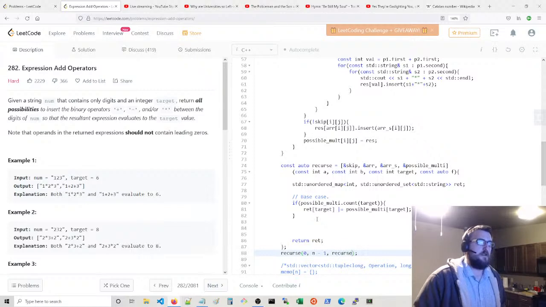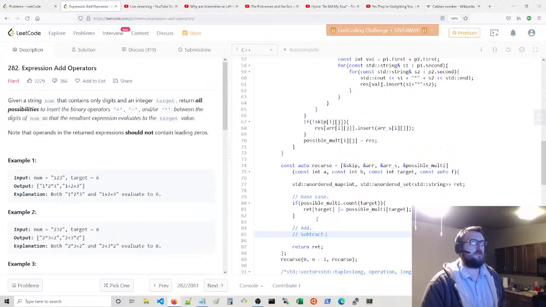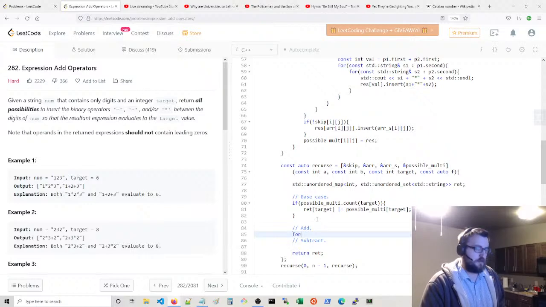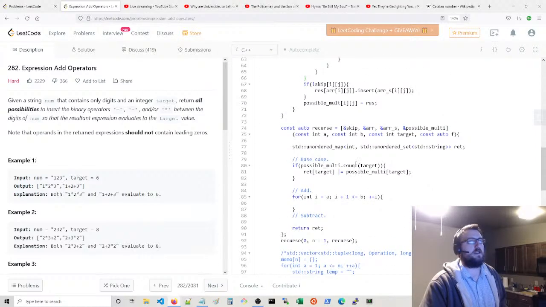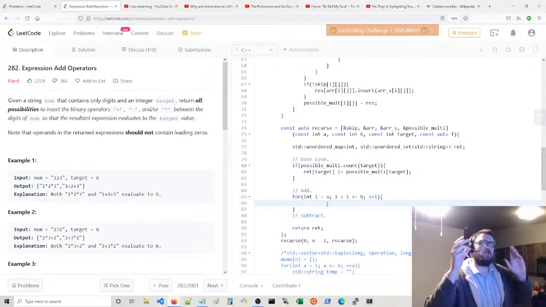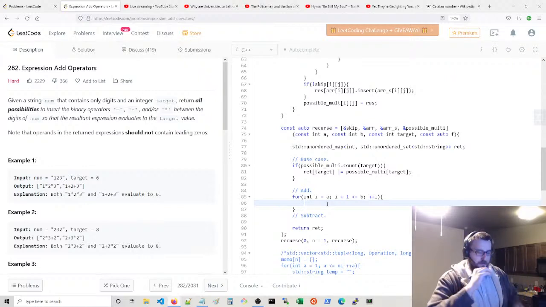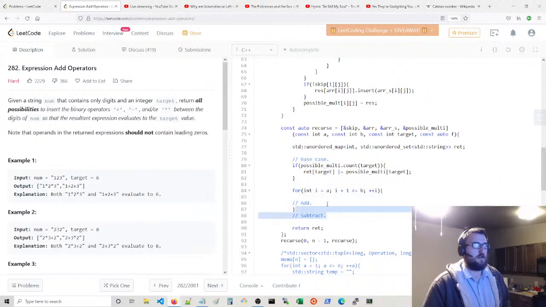Now we're going to do add and subtract. We're going to say for int i equals a, i plus 1 less than or equal to b, increment i. So we're going to do something very similar to what we did above, where we pick a split point between A and B. There's going to be at least one value to consider on the left and the right sides, so we split them into left and right sides. Actually, the adding and subtracting are going to be in both parts.